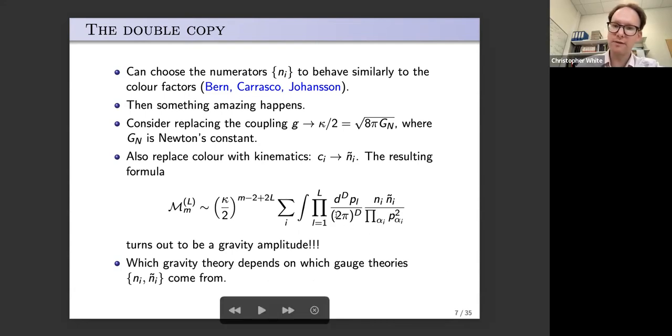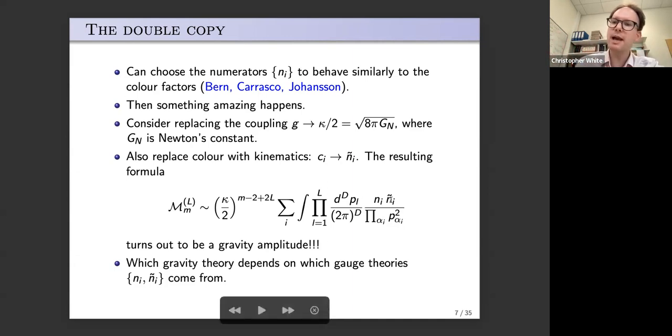Well, if you just naively squared this thing, it would be a completely different formula, because you'd have the square of a sum of terms, which is not the same as the sum of a square of terms. Also, the denominators here are not squared. It is only these bits in the numerator that are squared, that are taken two copies of.